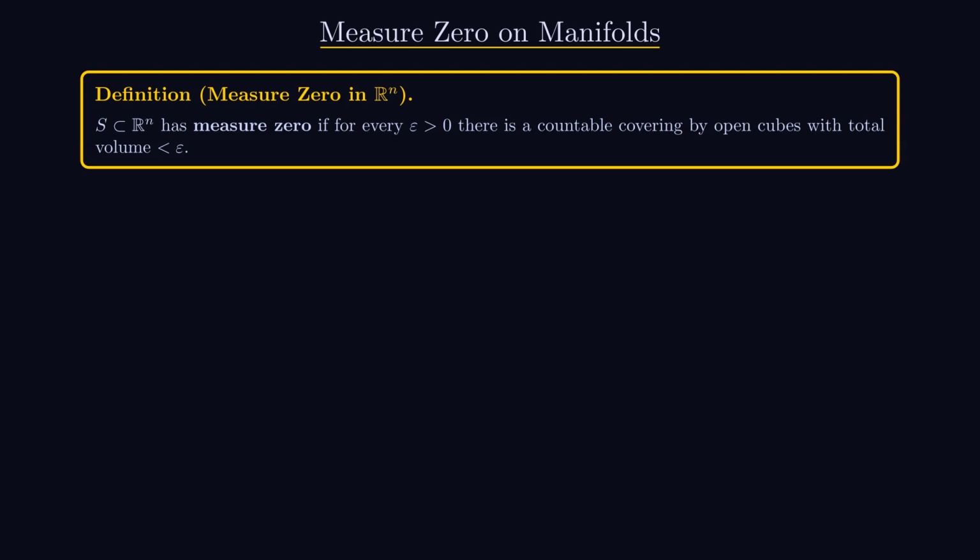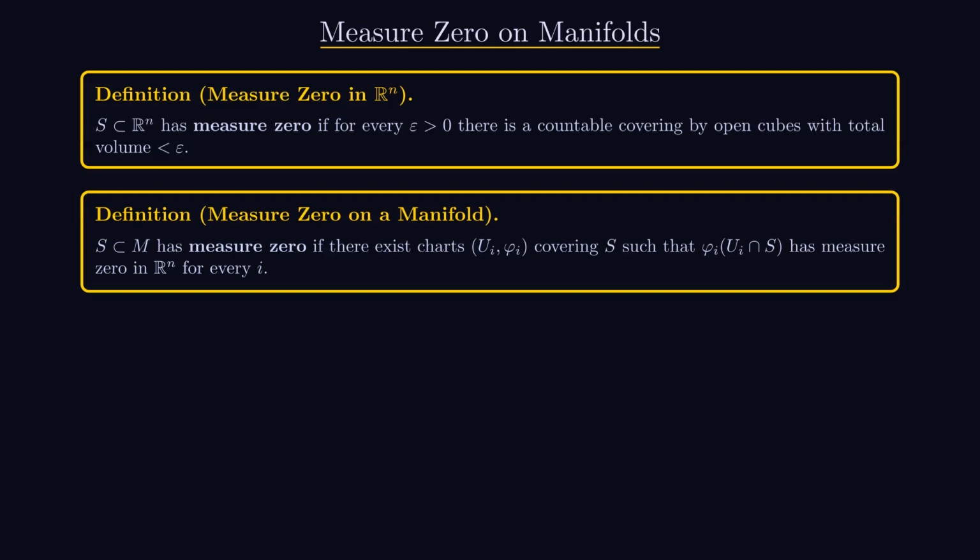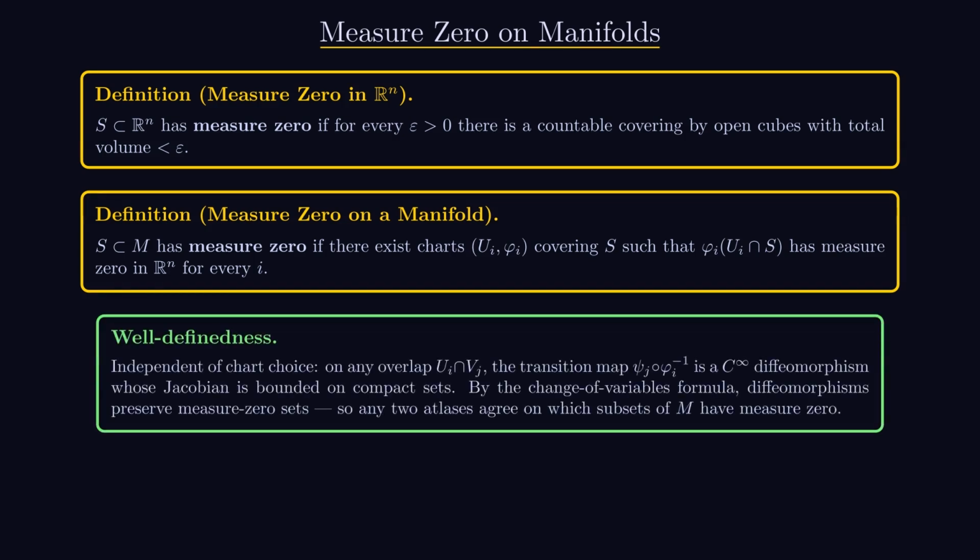You can hide it inside arbitrarily thin coverings. We extend this to manifolds in the natural way. A subset S of M has measure 0 if we can cover S by charts such that in every chart, the coordinate image of the intersection of S with that chart has measure 0 in R^n. Does the answer depend on which charts we use?